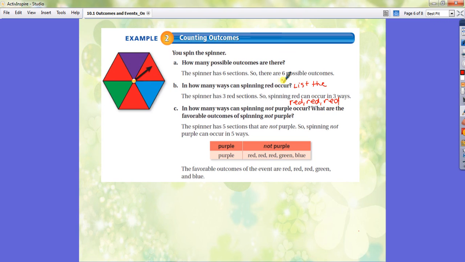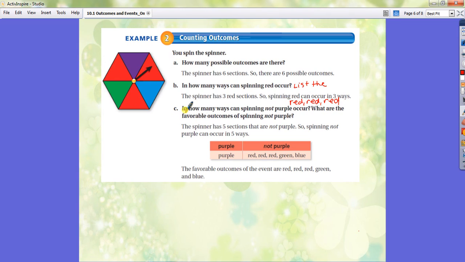So B: in how many ways, notice the language is switching and they want a number, can spinning red occur? 3 ways. And then I said, well, what if they said list the ways or name the ways? Well, you would have written red, red, red, because there are 3 outcomes that are red.